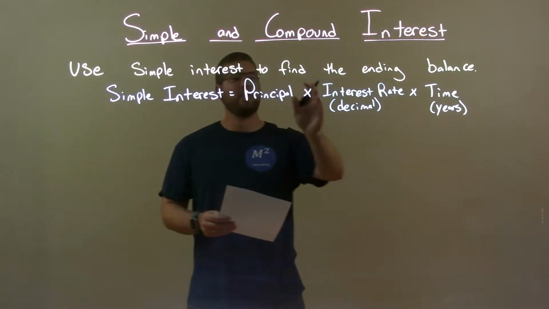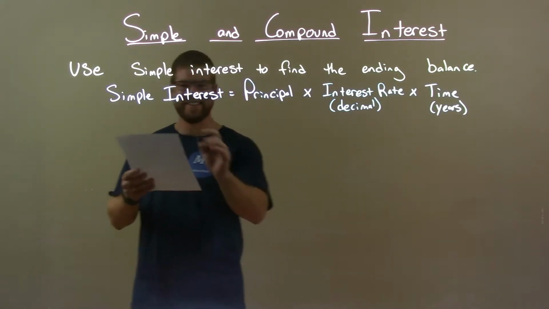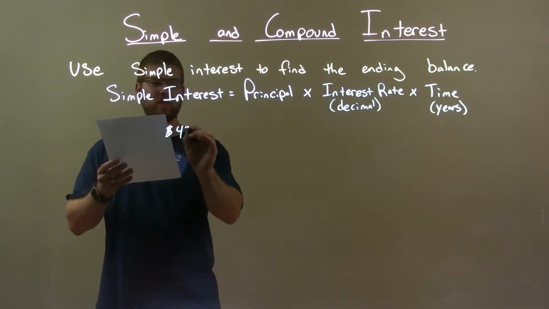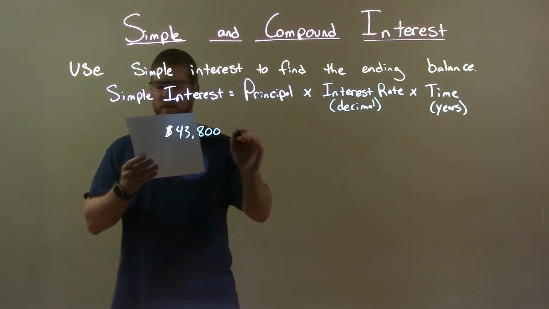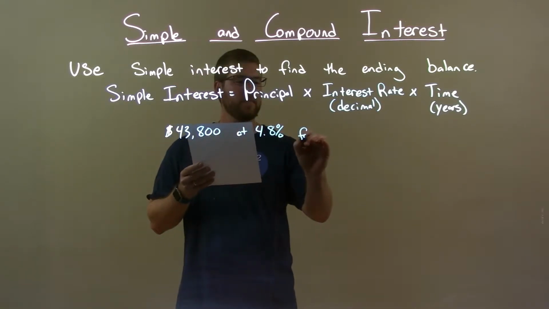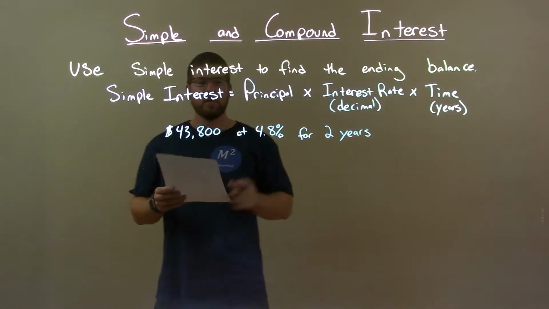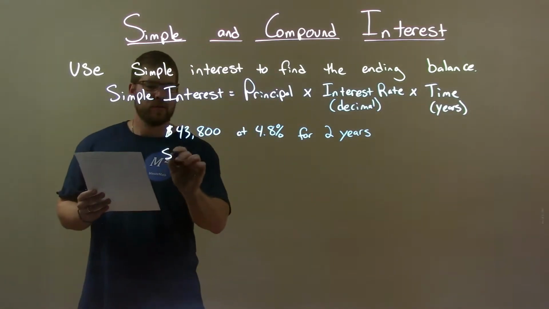Use simple interest to find the ending balance. If I was given this problem here, $43,800 at 4.8% for 2 years, all right? Well, I want to use my simple interest formula.